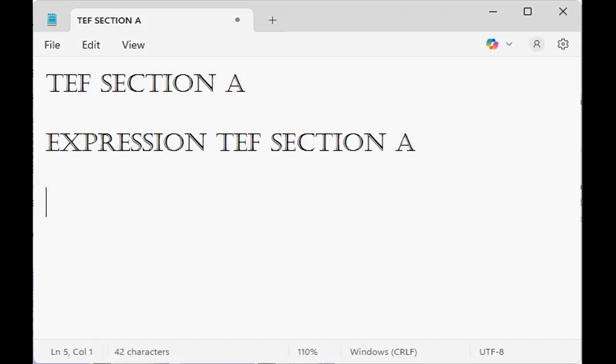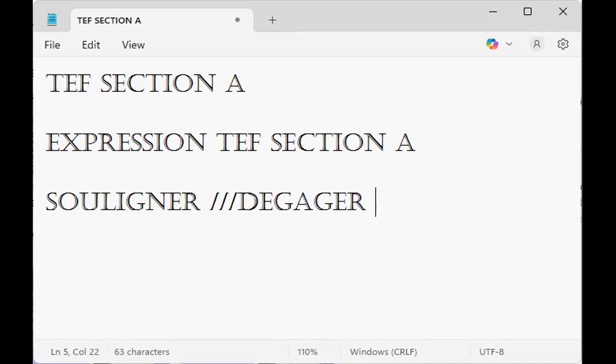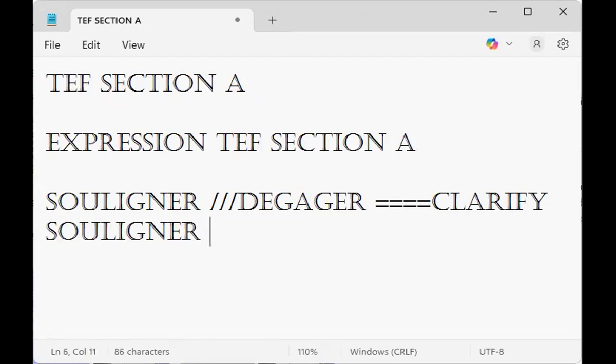Clear? Now, répétez après moi. You need to speak. Tu dois souligner les choses. Souligner. C'est clair. Tu dois souligner. Tu dois dégager. Dégager is to clarify. C'est clair. Répétez après moi. Dégager, souligner. Souligner is to highlight, my friends.